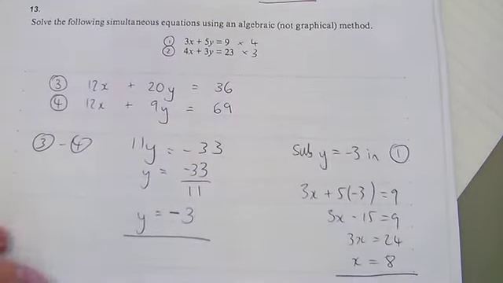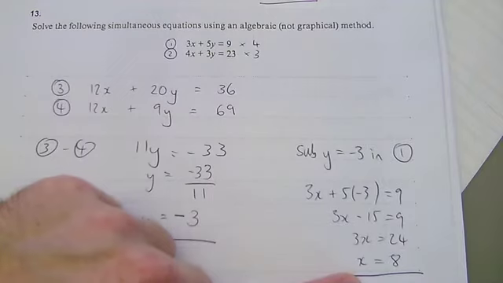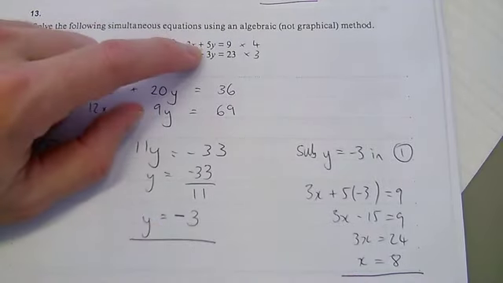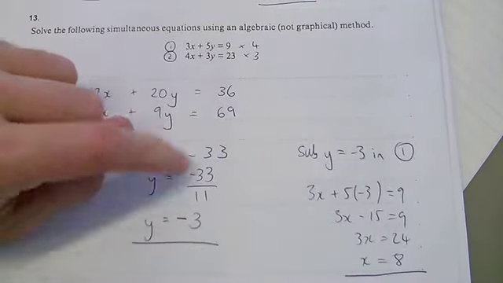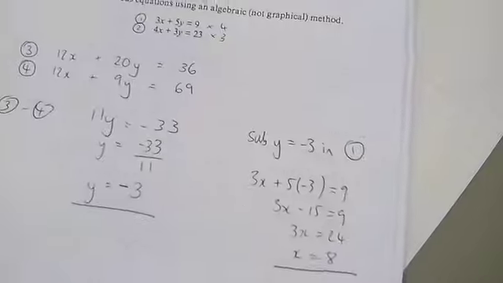Very good. How can I be certain? Sub it into the second one. So 4 times 8 is 32. And then 3 times minus 3 is minus 9. 32 minus 9 is 23. Definitely getting the marks there. Nice easy 4 marks.